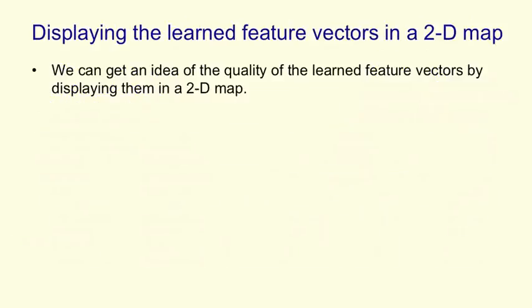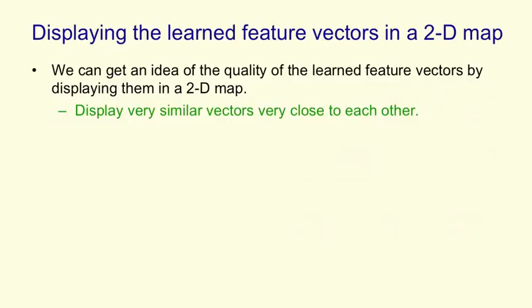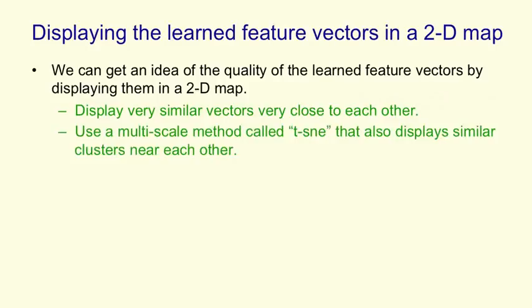One way of getting a sense of the vectors that they learned for words is to display the vectors in a 2-dimensional map. What we want to do is lay out the word vectors in such a way that very similar vectors are very close to one another. So then you'll discover what words the neural network thinks have similar meanings. We're going to use a multi-scale method called t-SNE. You can look up t-SNE on Google and discover how it works if you want. In addition to putting very similar words close to each other, t-SNE is also able to put similar clusters close to each other. So it gives you structure at many different scales.